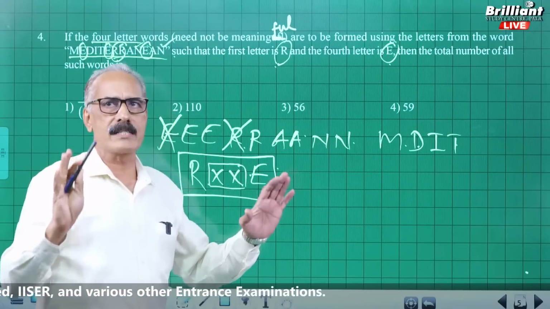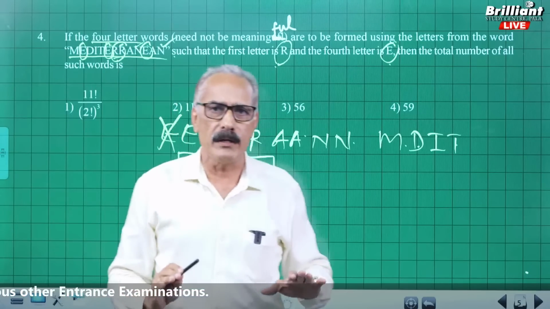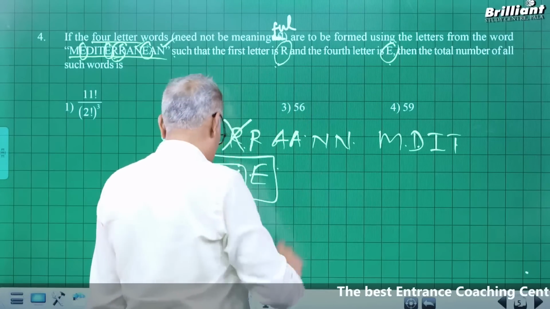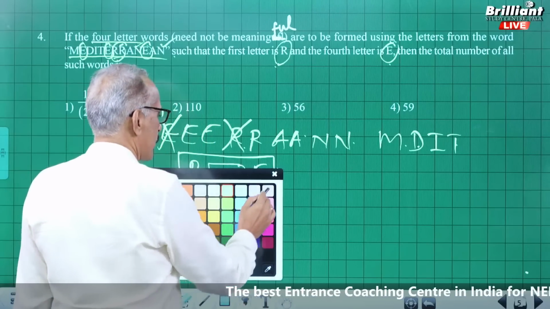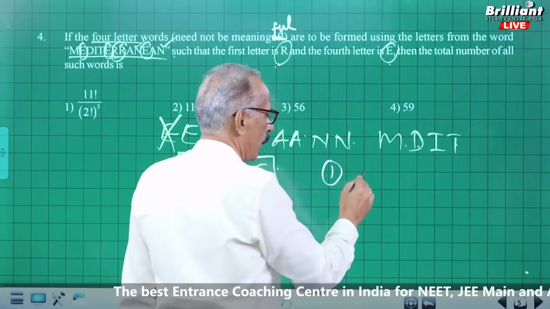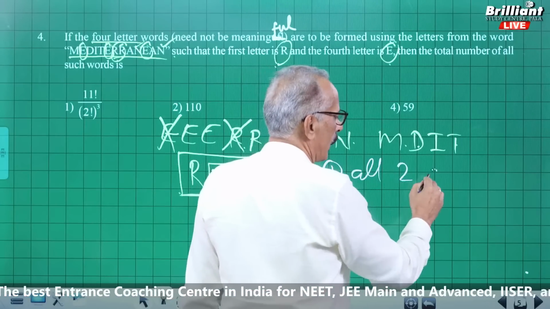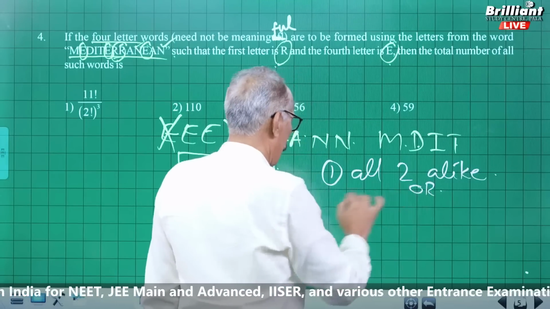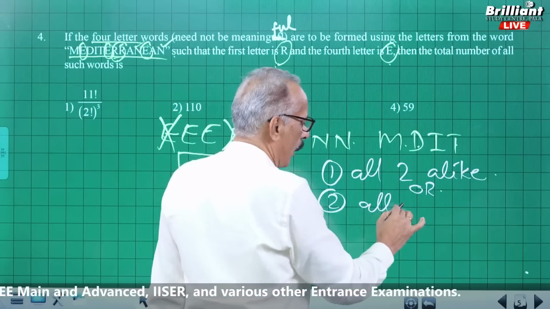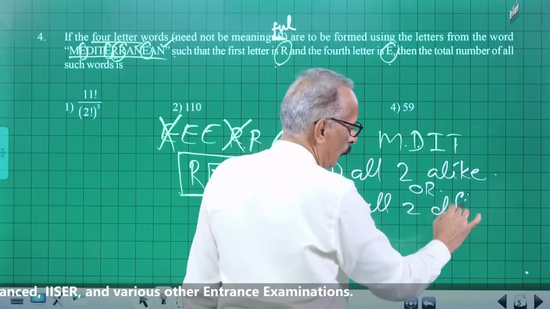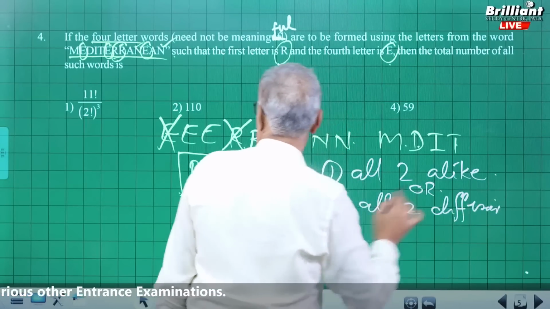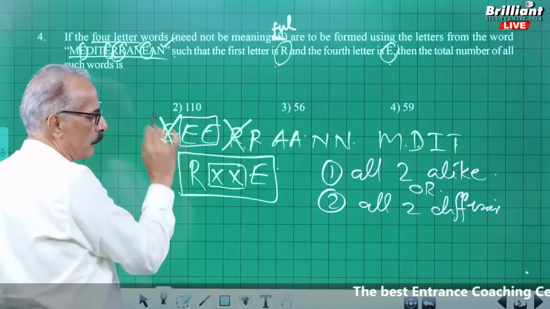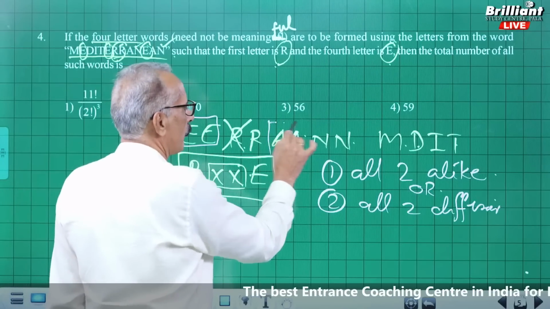What are the cases? These 2 letters can be both same or both different. So only 2 cases arise. The cases are this. Number 1, both letters are alike. Or number 2, both letters are different. Now see, how many blocks are there which will give you 2 alike?